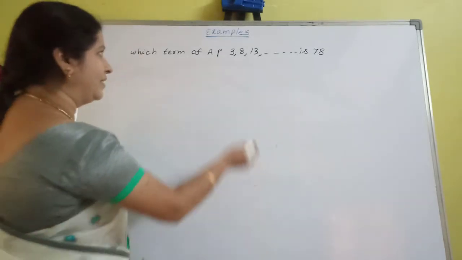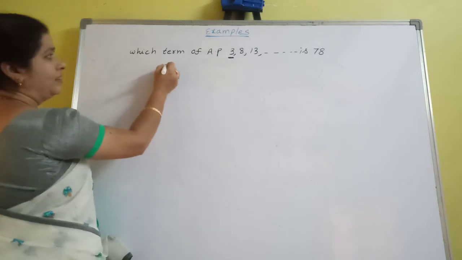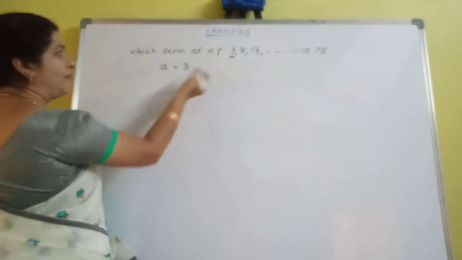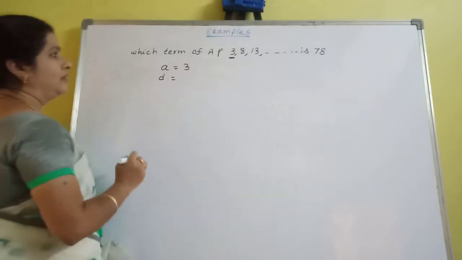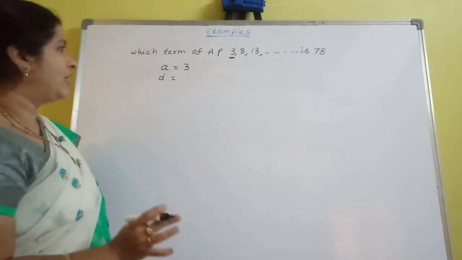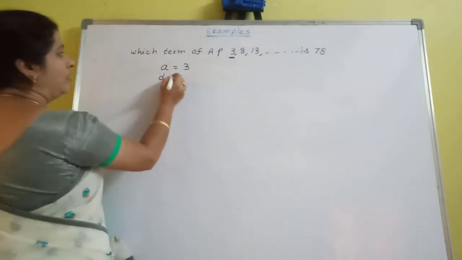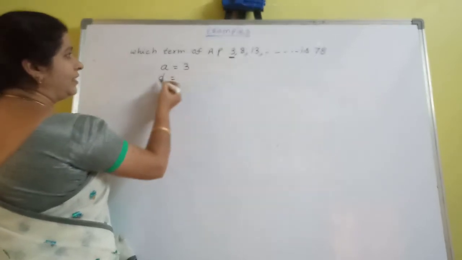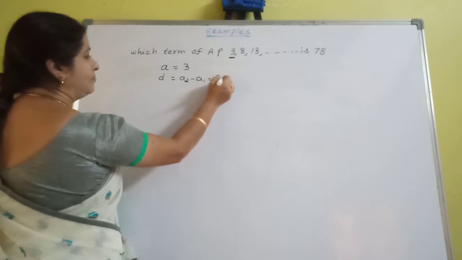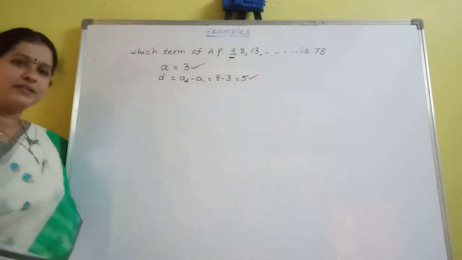That is 78. So here in a series, always the first term, let it be A. So here A is given, 3. So what about the common difference D value? In any question, first you have to calculate the A value and D value. Then the sum is very easy. So A value is 3, D value is A2 minus A1, so that is 8 minus 3 equal to 5. So A value 3 and D value is 5.